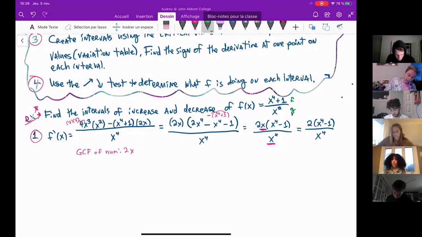Now I'm just going to look at the numerator here, because it seems like some of you are still struggling with the greatest common factor and with understanding what happened here.